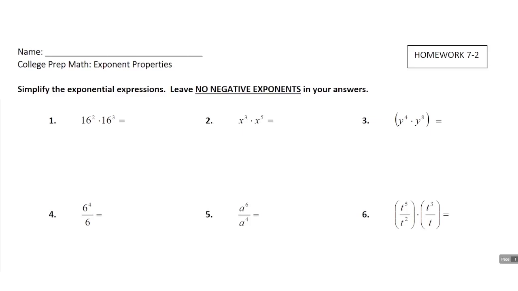Hey y'all, welcome back. Tonight's homework is all about exponent properties, and we're going to use those exponent properties to simplify all these expressions. So for problem 1, we've got 16 squared times 16 cubed.